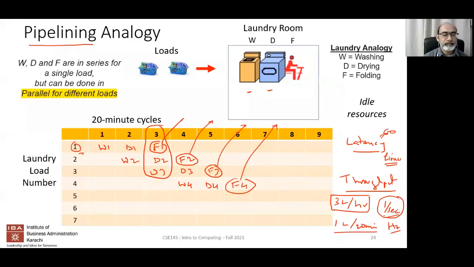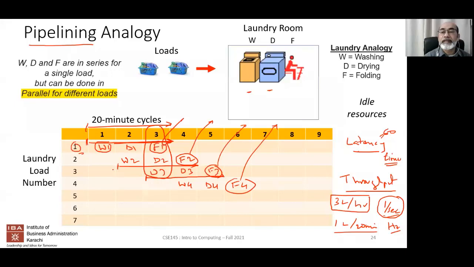If you think about it, the amount of time it takes for this one load to go through input and output. So the time it takes for this guy to go in and come out, the time taken for this chap to go in and out, the time taken for this third to go in and out. You can see that each one of these is exactly 1 hour. So this is the latency or the delay.